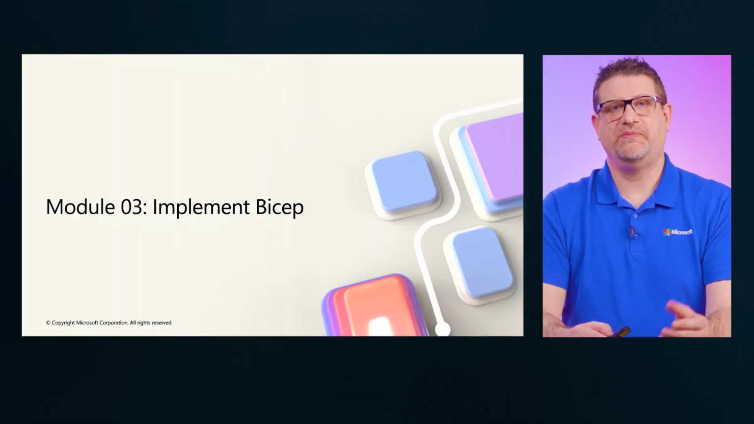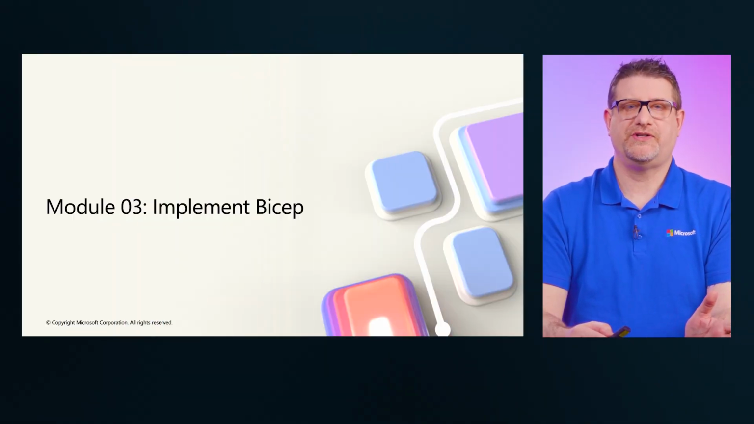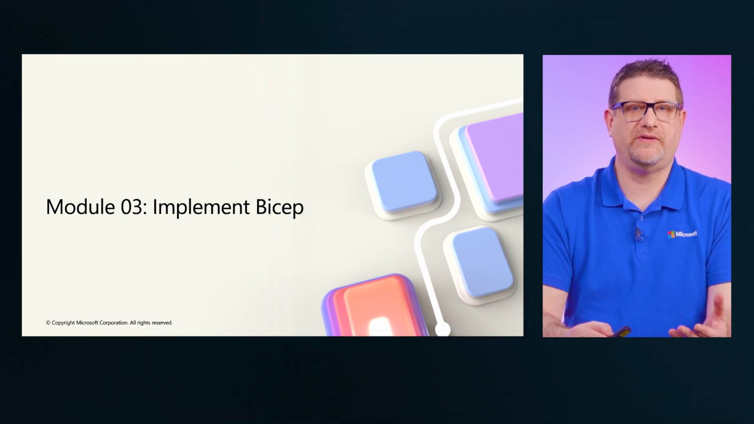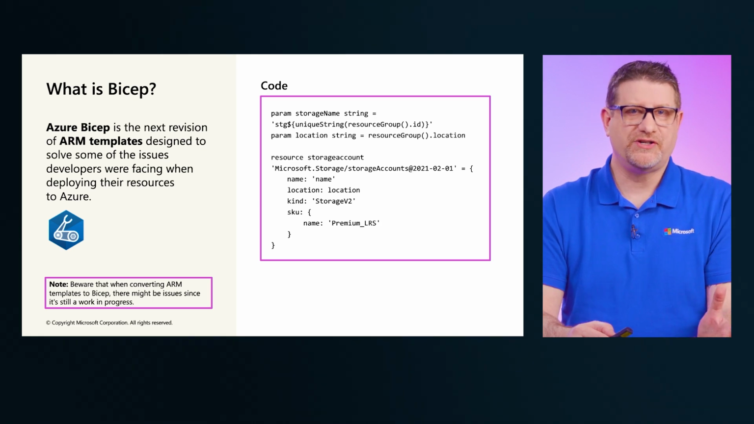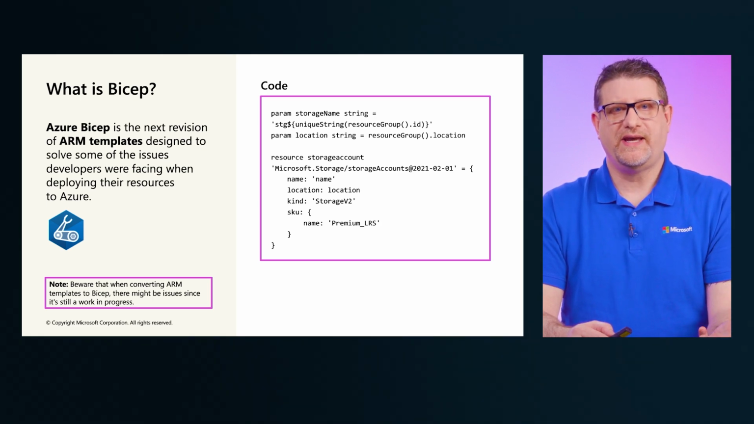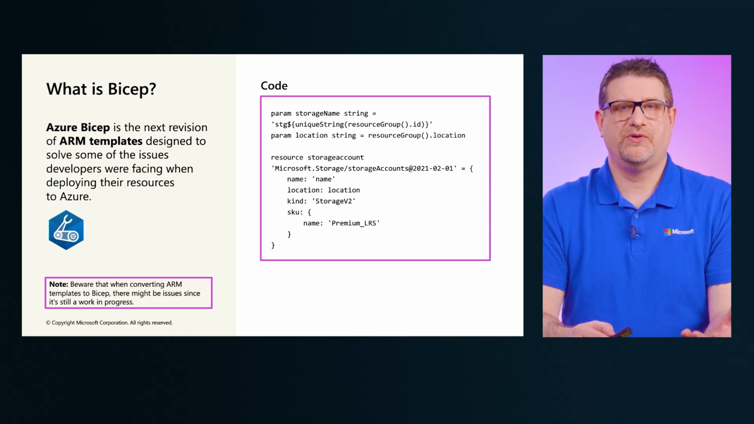Now let's look at implementing Bicep. So Azure Resource Manager has been around for a very long time, and a newer, more modern version is now generally available, and it's called Bicep. Azure Bicep is the next evolution of Azure Resource Manager templates. It's designed to make deploying resources in Azure simpler and more efficient.